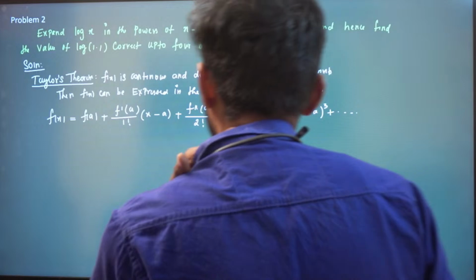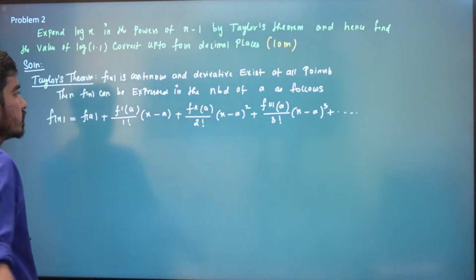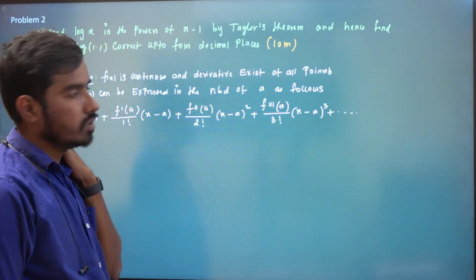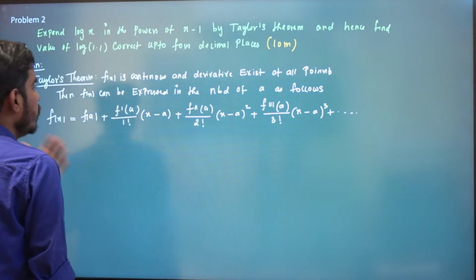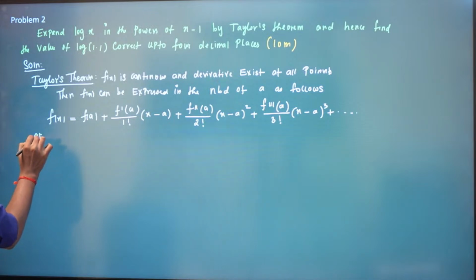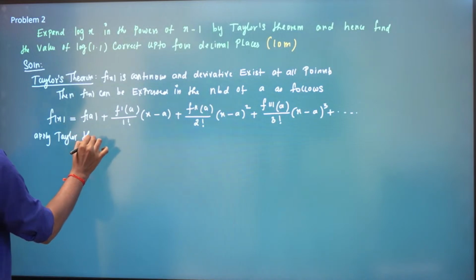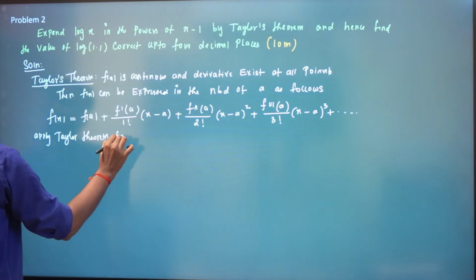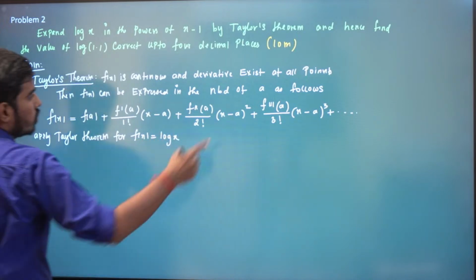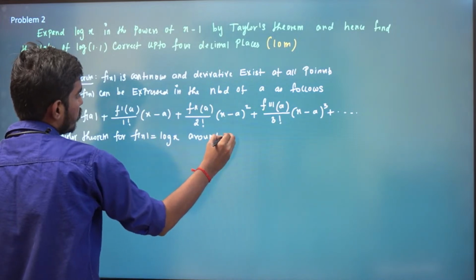Now you just have to expand your function f of x is log x. You just expand in the neighborhood of 1. You just apply Taylor's theorem for f of x is equal to log x around 1, around the neighborhood of 1.